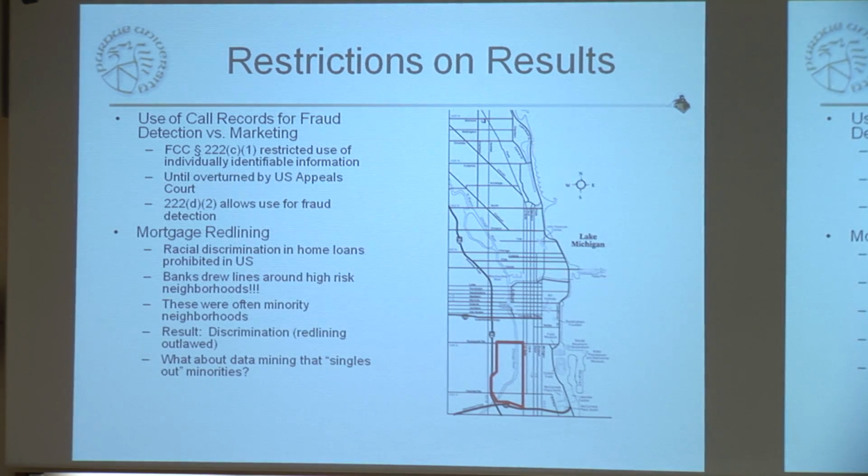There's a thing known as mortgage redlining, which is they used neighborhoods. And they said, we won't give loans in these neighborhoods. There's a high risk of default. Well, it turned out that those were minority neighborhoods. This was outlawed because it disproportionately impacted minorities, even though race was not being used.